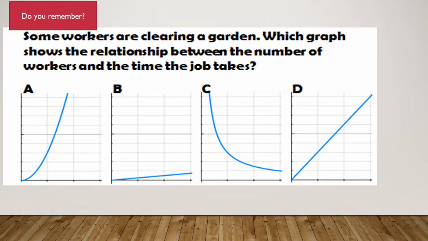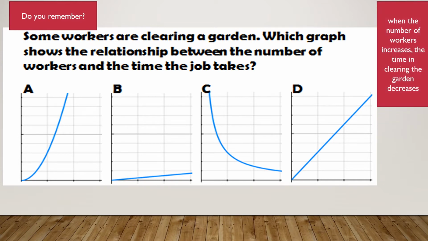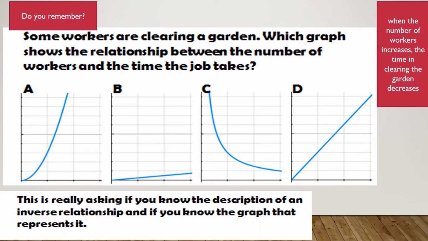Here is a real life example about the workers and their performance in the job. It asks which graph shows the relationship. To know which graph shows the relationship, I have to know what's the relationship between the workers and the time performing a job. What we know is when the number of workers increases, the time in performing a job decreases. So it's inversely proportional to each other. As we took before in part 1, an inverse relationship has a curved shape graph, which is not part A, of course, it's part C.